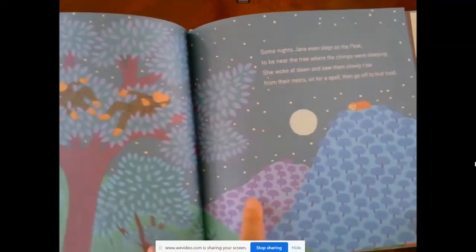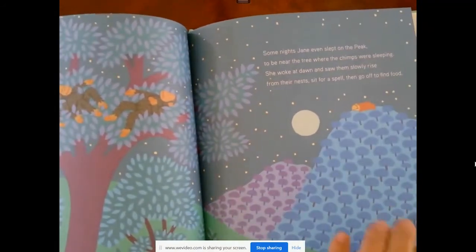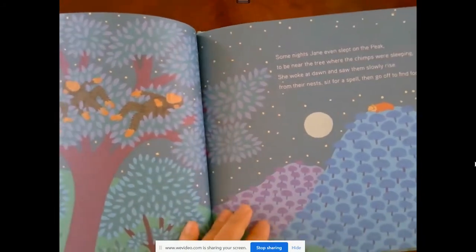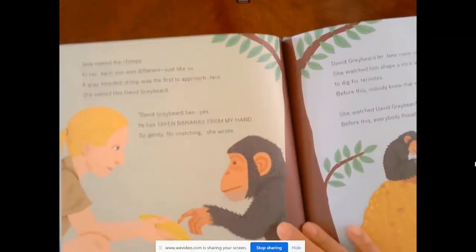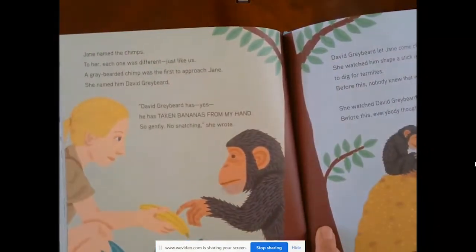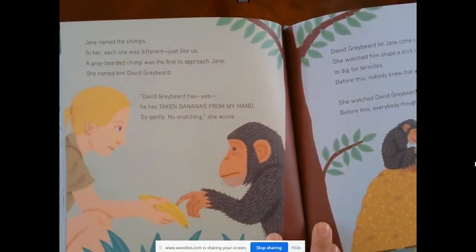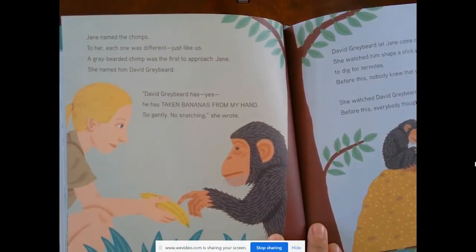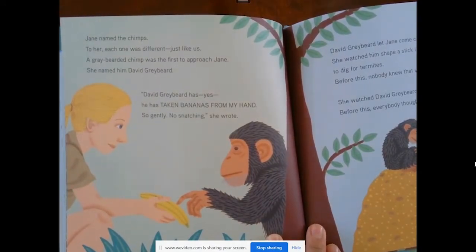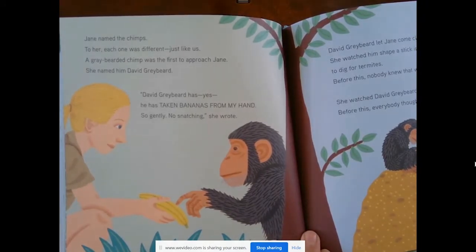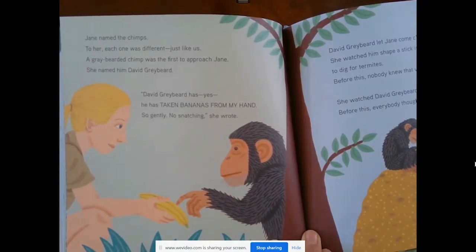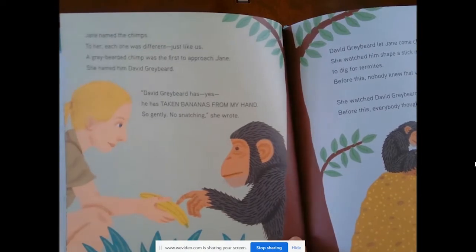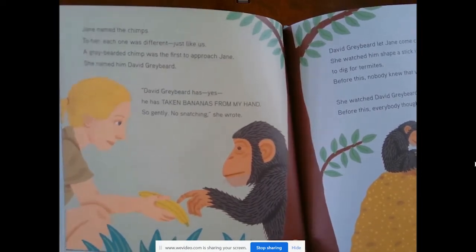She is dedicated, and she's sleeping out with them just so she can not miss anything. Jane named the chimps. To her, each one was different, just like us. A gray-bearded chimp was the first to approach Jane. She named him David Graybeard. David Graybeard has, yes, he has taken bananas from my hand. So gently, no snatching, she wrote.